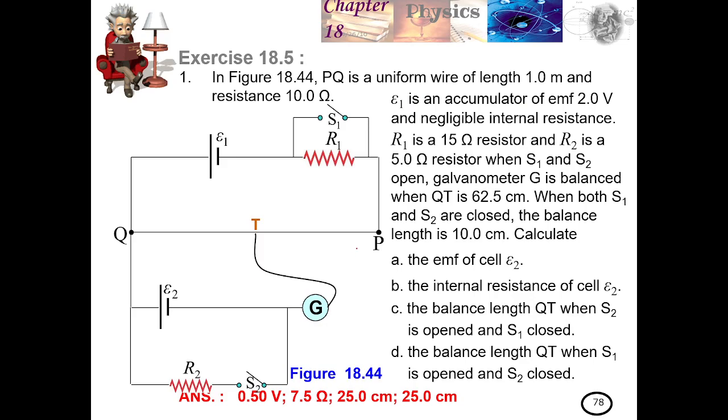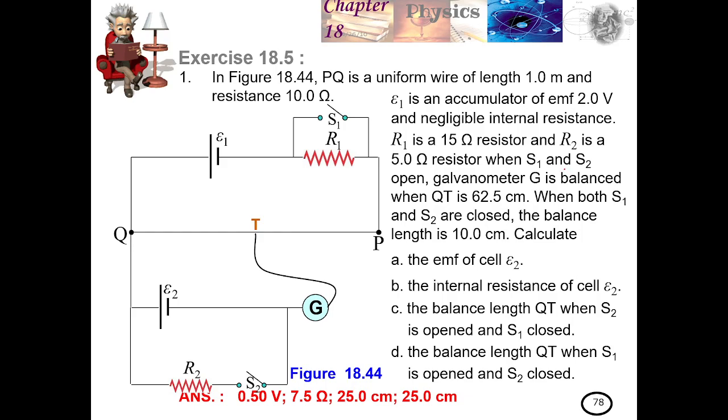Exercise number 2. In the figure, we have PQ, a uniform wire of length 10 meter and resistance of 10 ohm. E1 is an accumulator of EMF 2 volt and negligible internal resistance. R1 is a 15 ohm resistor and R2 is a 5 ohm resistor. When S1 and S2 are open, galvanometer G is balanced when QT is 62.5 cm. When both S1 and S2 are closed, the balance length is 10 cm. Calculate A, the EMF of the cell, B, the internal resistance of the cell, C, the balance length QT when S2 is open and S1 is closed, and the balance length QT when S1 is open and S2 is closed.